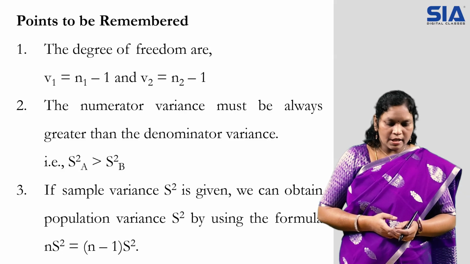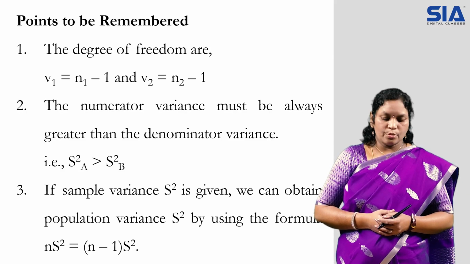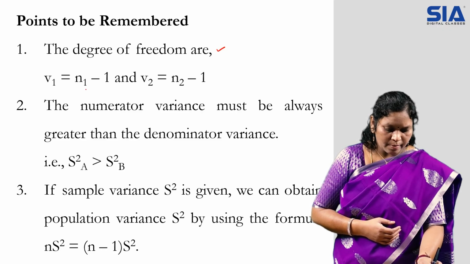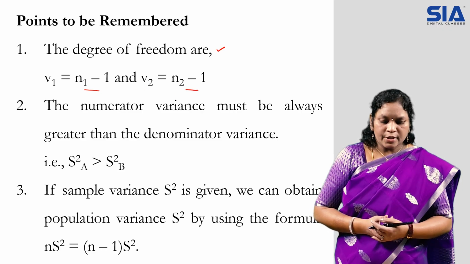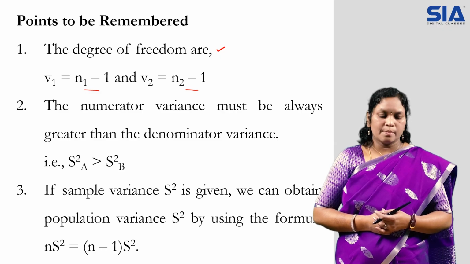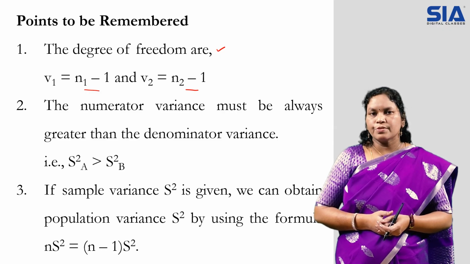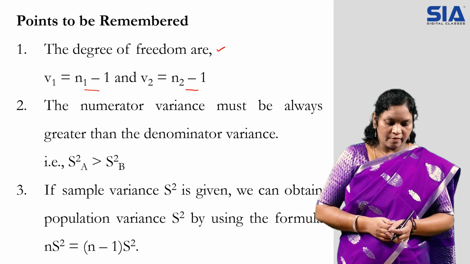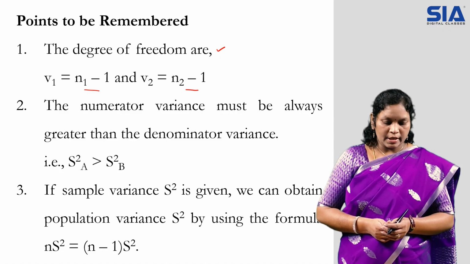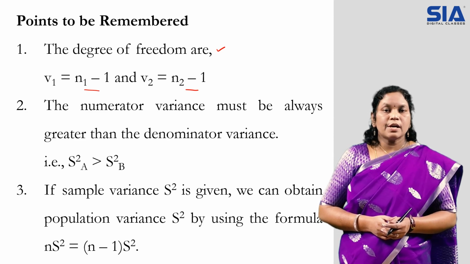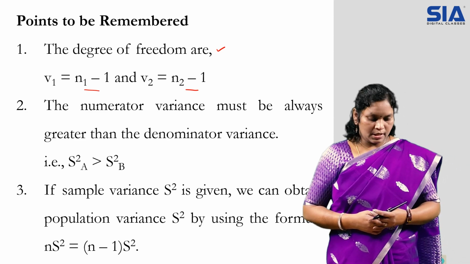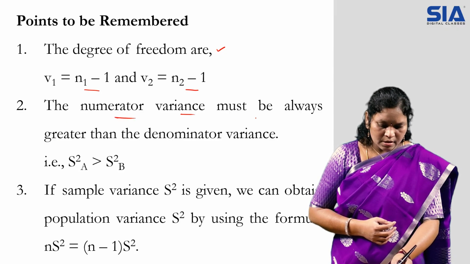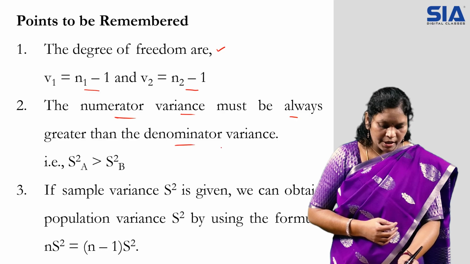Now let us check the conditions for ratios. The degrees of freedom are V1 equal to N1 minus 1 and V2 equal to N2 minus 1. Whenever you consider small samples, you will have degrees of freedom also. So that we need to consider whenever small samples are considered. That is the degrees of freedom. Next, the second point: the numerator variance must always be greater than the denominator variance.